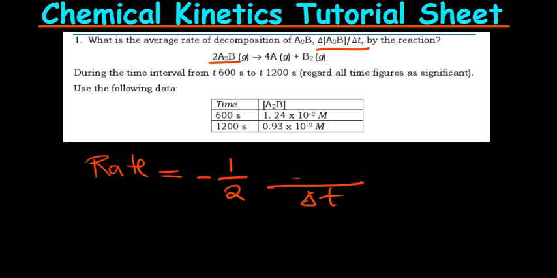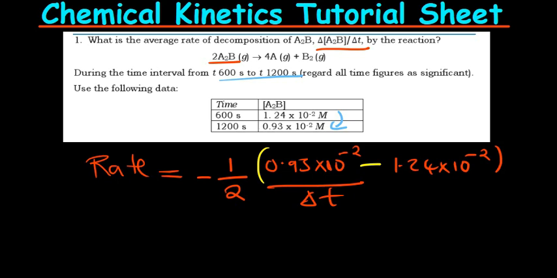So for the change in concentration on top, what do we have? Since we are trying to focus between 600 seconds and 1200, the final one was 0.93 times 10 to the power negative 2. That was our final, and then minus the initial, which was 1.24 times 10 to the power negative 2. Divided by the change in time, right? So for the change in time, that was from 600 seconds to 1200. So we have 1200 minus 600 seconds.